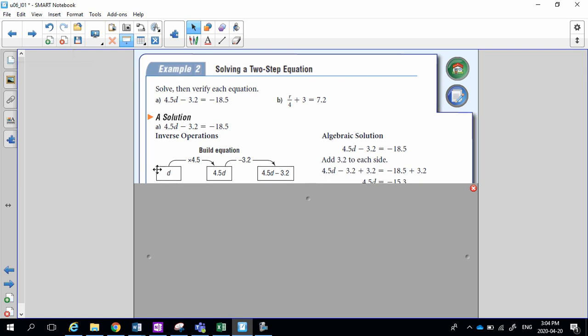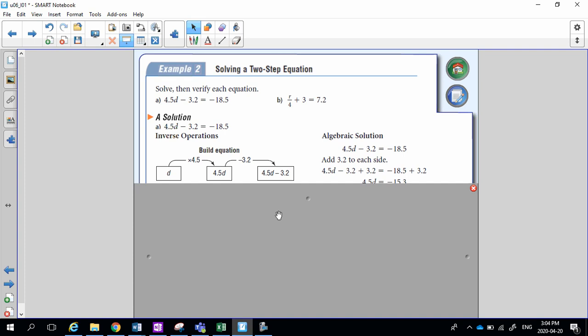Okay, so let's look at building the equation. See how there's 2 steps now? I start with d. What did I do to it first? Well, first, I times it by 4.5. So then I got to 4.5d. Then what did I do? I had 4.5d. I subtracted 3.2. So subtract 3.2 to get what I can see right here, 4.5d minus 3.2. That's how I got there. So in order to get back and find out what d is equal to, I know that all that is equal to minus 18.5.